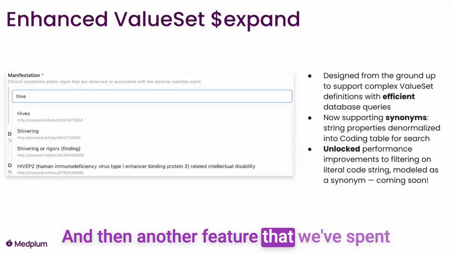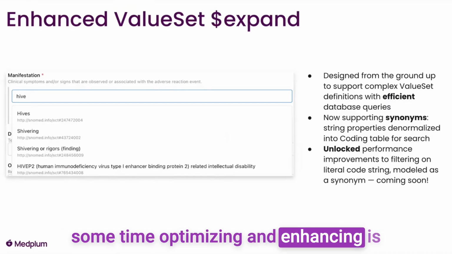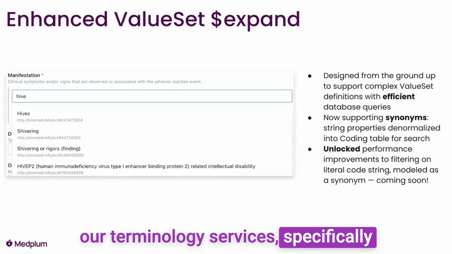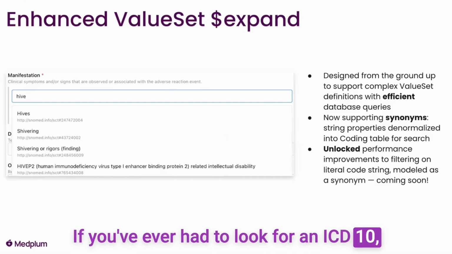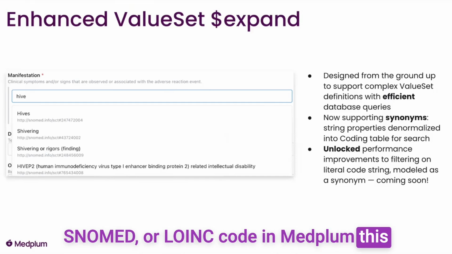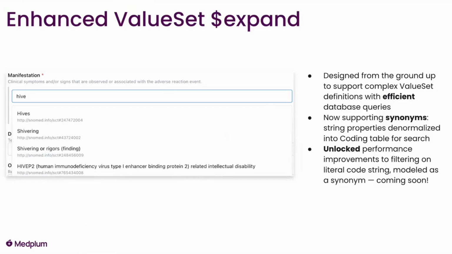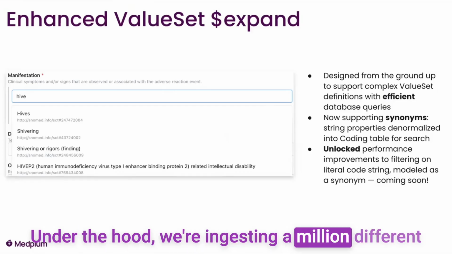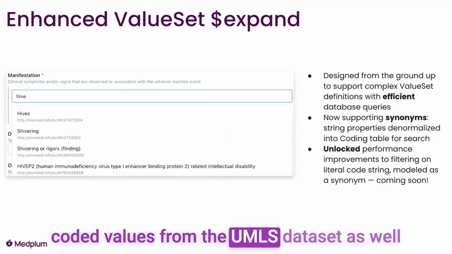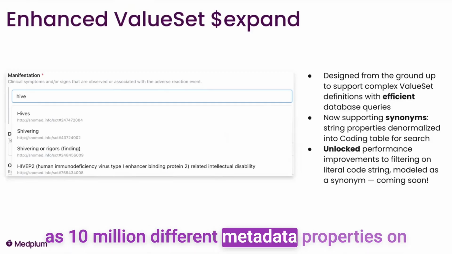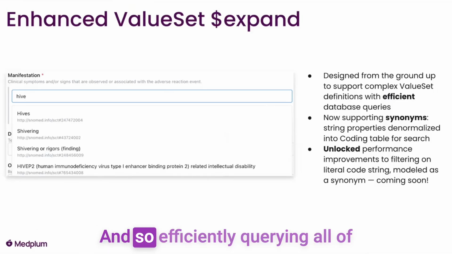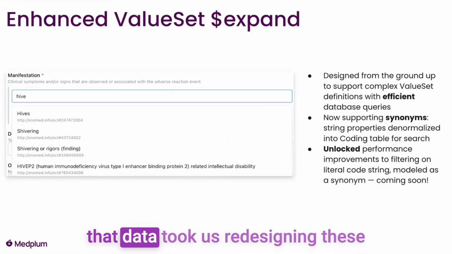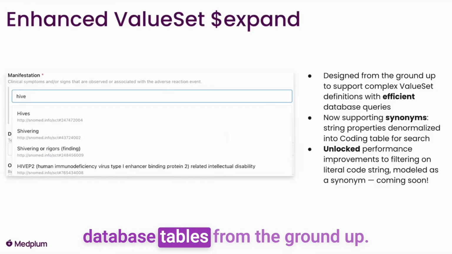And then another feature that we've spent some time optimizing and enhancing is our terminology services, specifically our value set expand operation. If you've ever had to look for an ICD-10, SNOMED, or LOINC code in Medplum, this is what you're using behind the scenes. Under the hood, we're ingesting 1 million different coded values from the UMLS dataset, as well as 10 million different metadata properties on those codes and relationships between them. And so efficiently querying all of that data took us redesigning these database tables from the ground up.